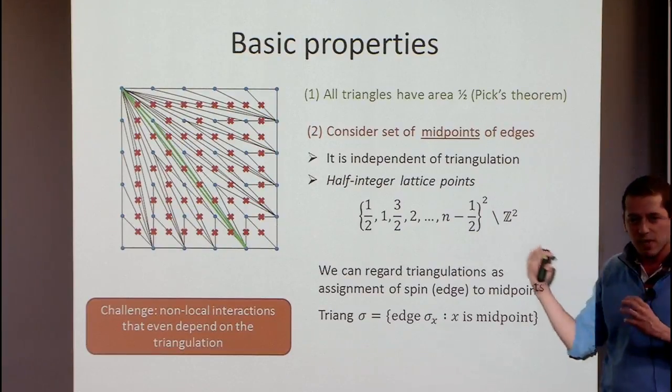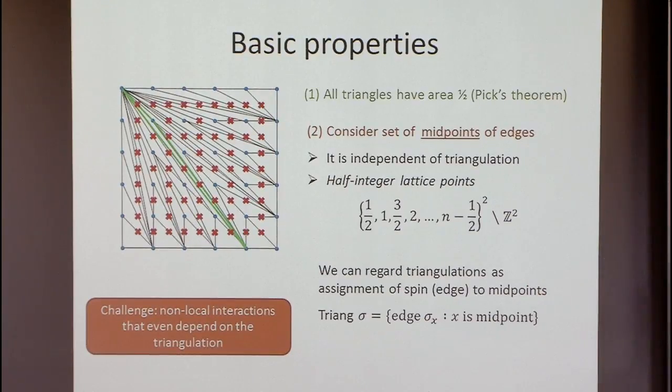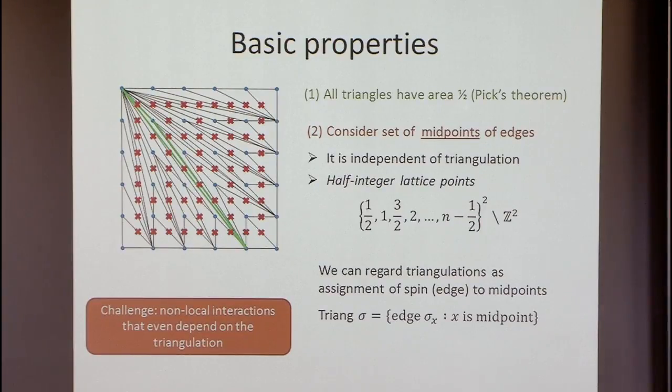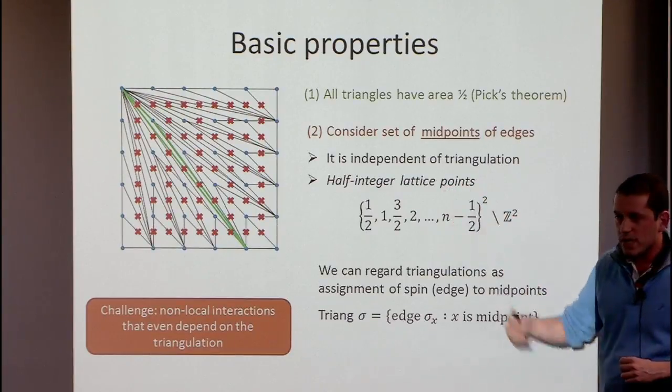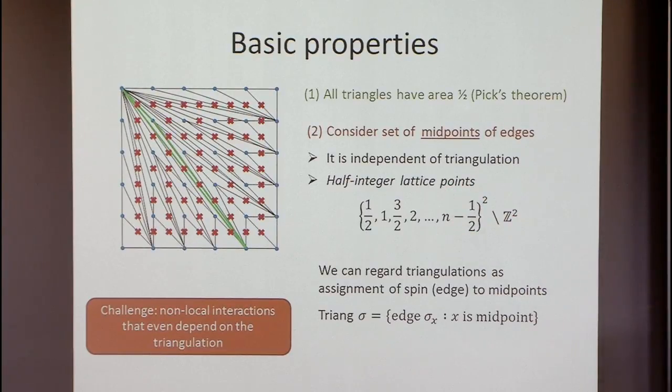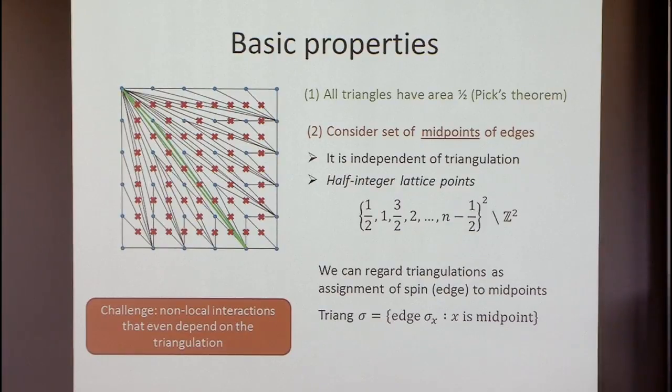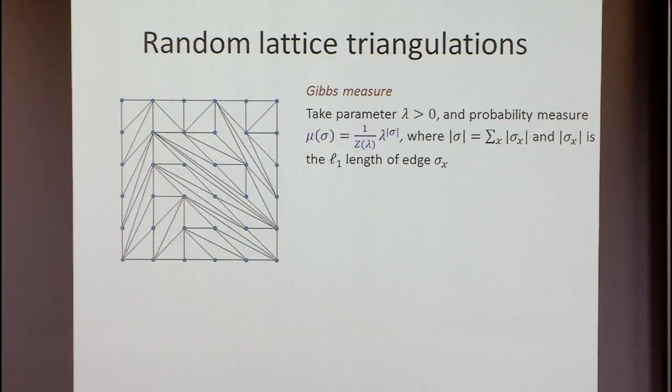It differs from traditional spin systems where you have a Hamiltonian that defines which spin interacts directly with which other spins, with neighbors. But in this case, the interaction actually depends on the triangulation. This makes it quite challenging to use known techniques for analyzing lattice triangulations. So those are the properties I would like to mention.